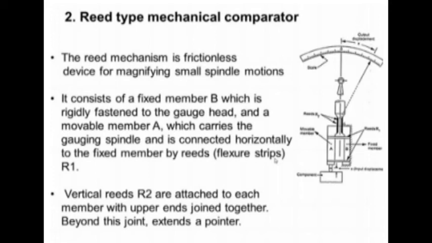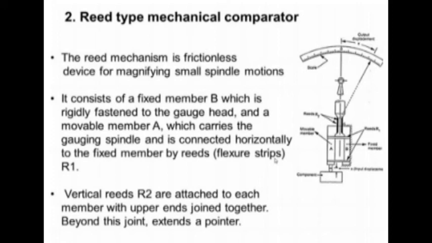We will move to another type of mechanical comparator, that is the reed type mechanical comparator. This structure shows the arrangement of the reed type mechanical comparator. We have two members. Member A is a movable member, it will move up and down. And there is a fixed member, and these two are connected by means of horizontal reeds. We have a horizontal reed here, and we have another horizontal reed there.